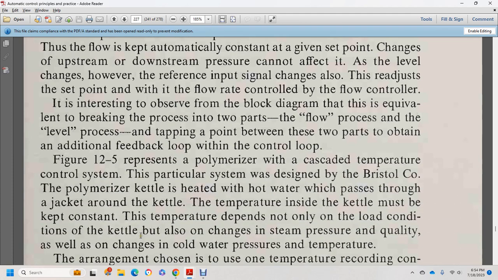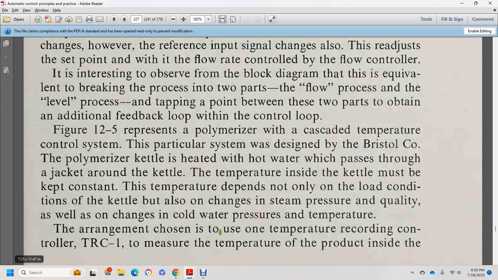Figure 12.5 represents a polymer cascade temperature control system. This particular system is designed by Bristol for a polymer kettle heated with hot water in a jacket around the kettle. The temperature inside the kettle must be kept constant, not only against load changes and the condition of the kettle, but also against changes in steam pressure and quality, as well as changes in cold water pressure and temperature. The arrangement shows one temperature recording controller, TRC.